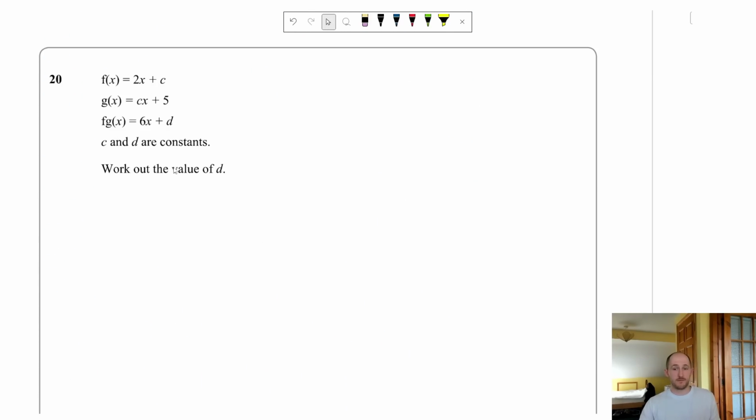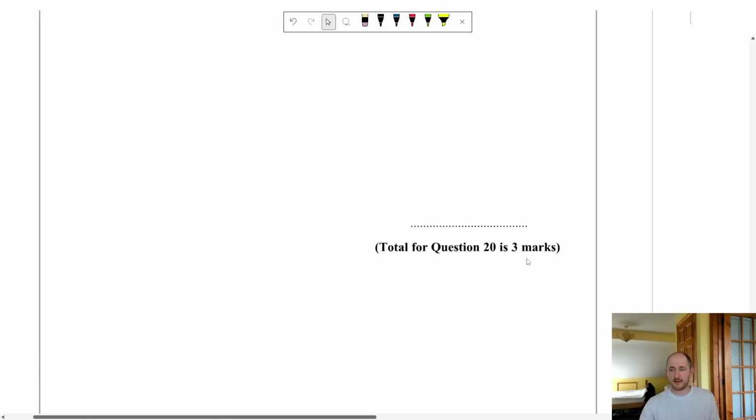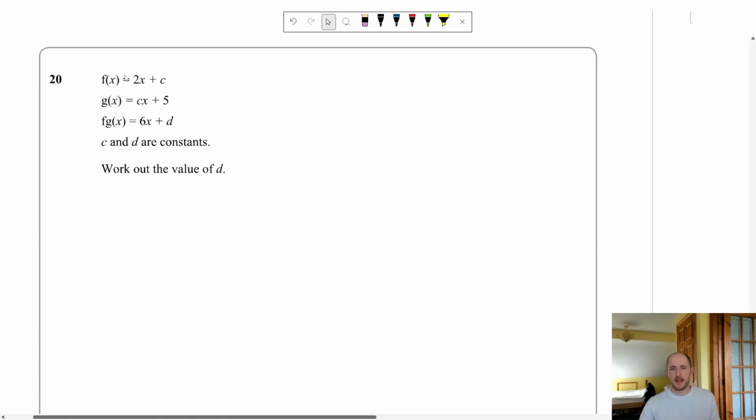Last question is functions, funnily enough, and we have just 3 marks here, and it says f of x equals 2x plus c, g of x is cx plus 5, fg of x is this, work out the value of d. So fg of x, what does that mean? Well, this is what I like to do with some of my students, is you're subbing g of x into f of x. So I like to write f of x, but where I see an x, I'm going to put a big set of empty brackets, plus c. And now I'm going to put g of x into those brackets.